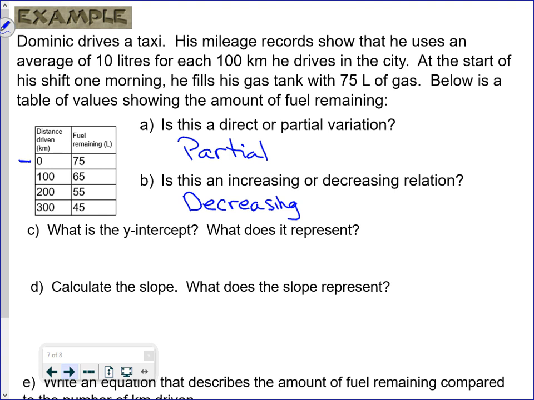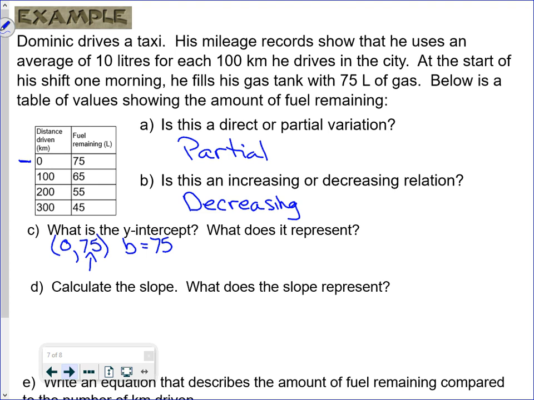The next question says, what is the y-intercept and what does it represent? So the y-intercept, remember, is the point where x is 0. So that point is 0, 75. So the y-intercept is 75. So b equals 75. What does this represent? So 75 is the fuel remaining in the gas tank in liters.